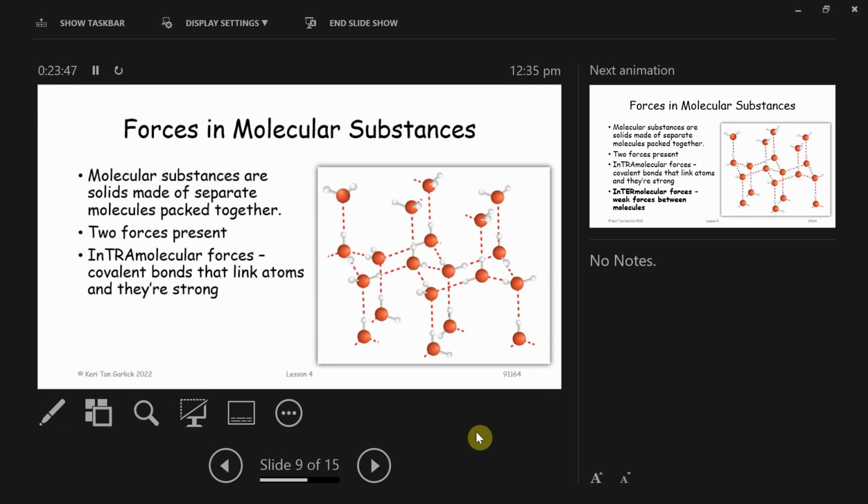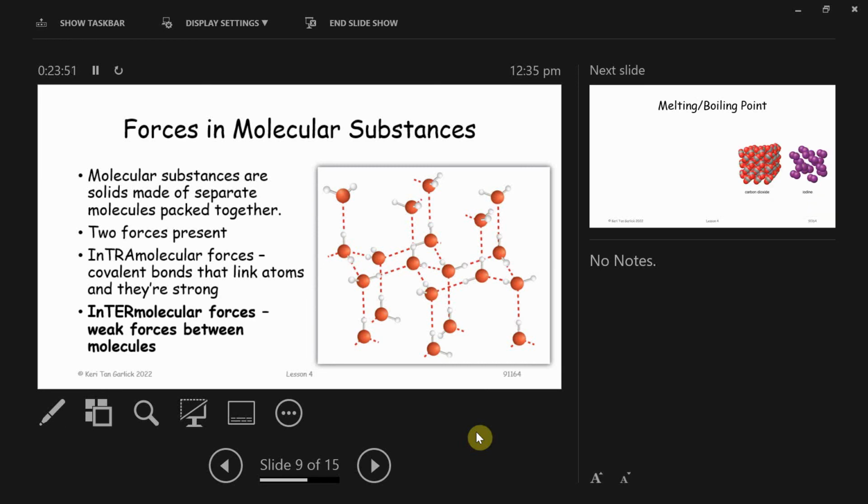However, with this type of solid, what is holding the solid together, and what's also going to be broken when the solid is heated, are these intermolecular forces. And we know previously that those intermolecular forces are very, very weak. So that gives these covalent molecular solids unique properties.